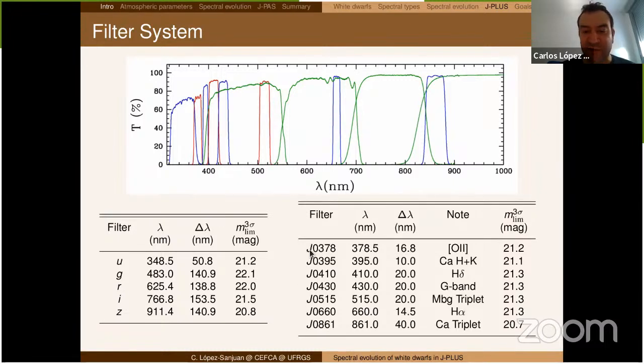But in addition, we have 7 narrowband or medium band filters located in key spectral features like the oxygen 2, the magnesium, H alpha, the calcium triplet. So this is well suited for the physics of Milky Way objects and nearby galaxies. So these are the data that we have.